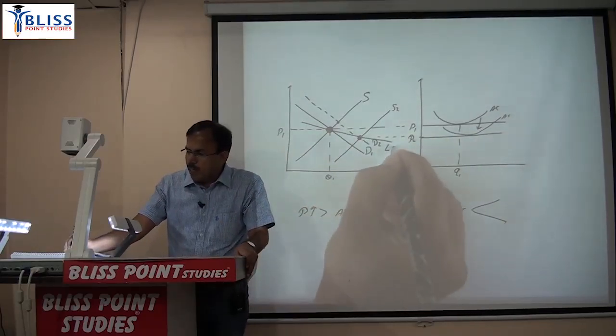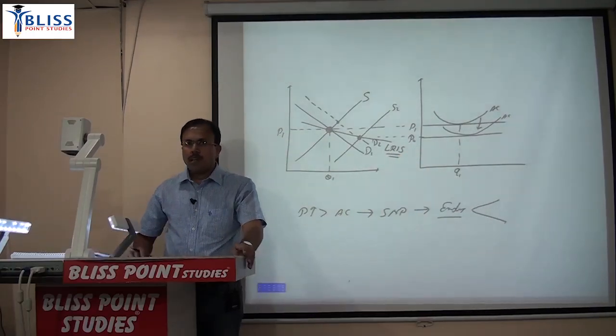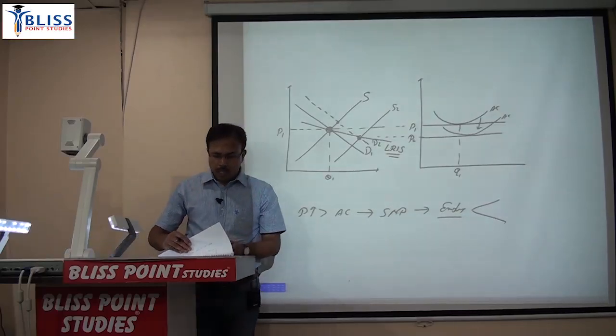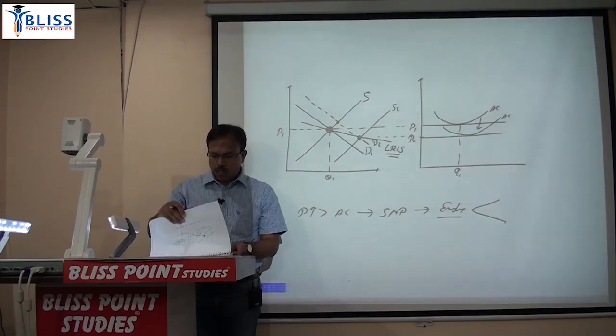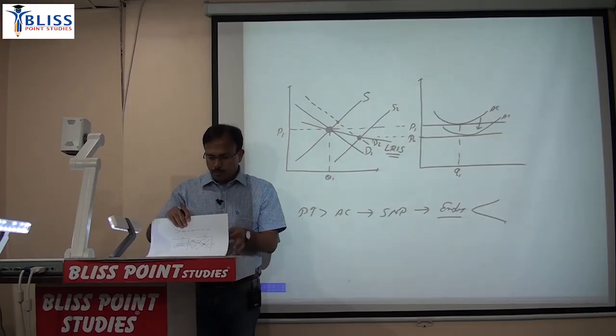you get a negatively sloped long run industry supply curve. Negatively sloped long run industry supply curve. So if any question says, can the long run supply curve be negatively sloped, then the answer is yes. Long run supply curve can be negatively sloped.